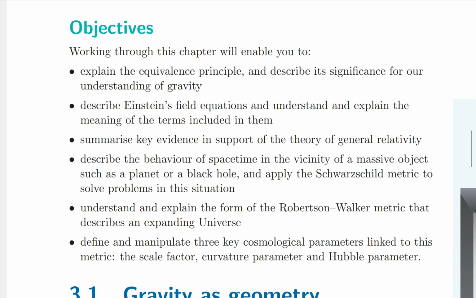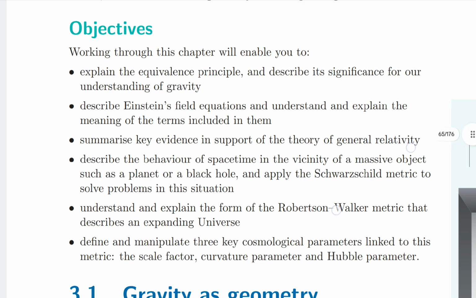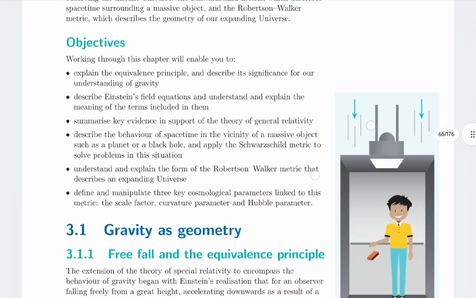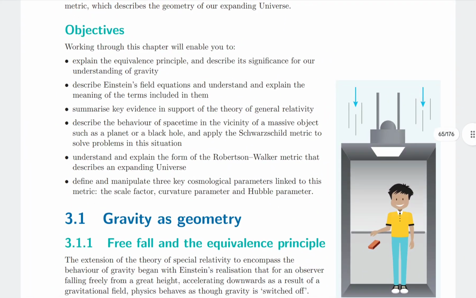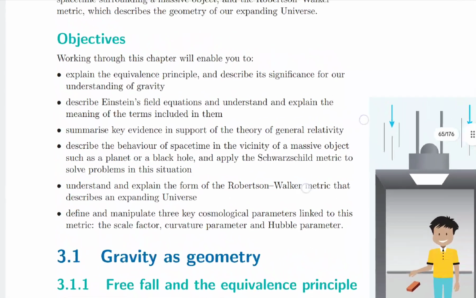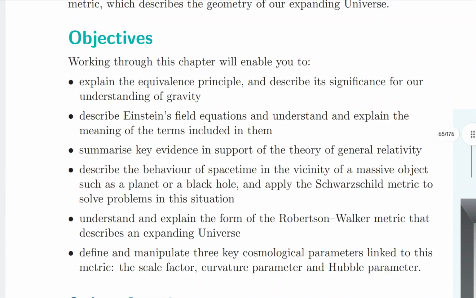Objectives. Working through this chapter will enable you to explain the equivalence principle and describe its significance for our understanding of gravity, describe Einstein's field equations, and understand and explain the meaning of the terms included in them. Summarize key evidence in support of the theory of general relativity.